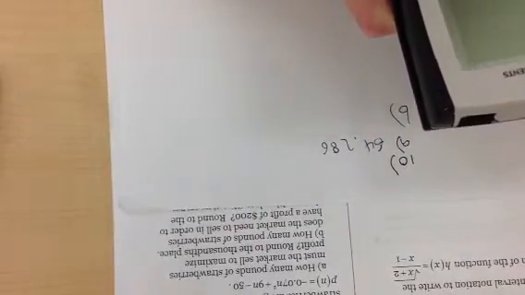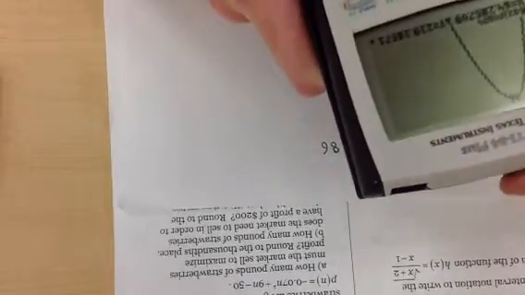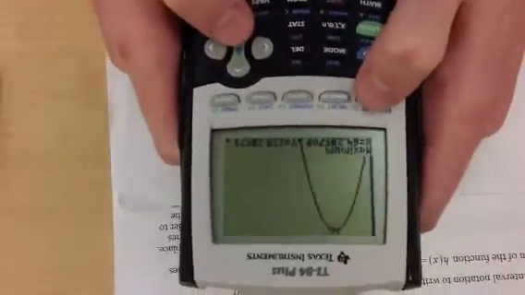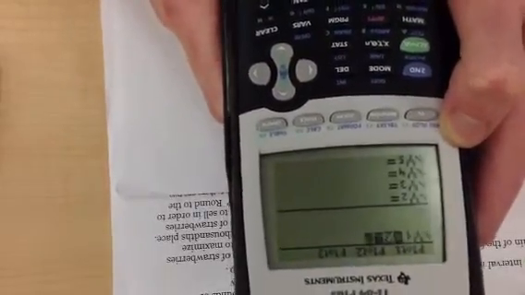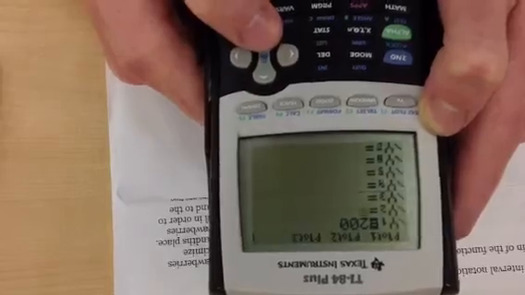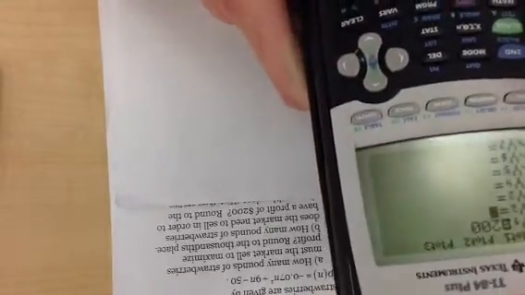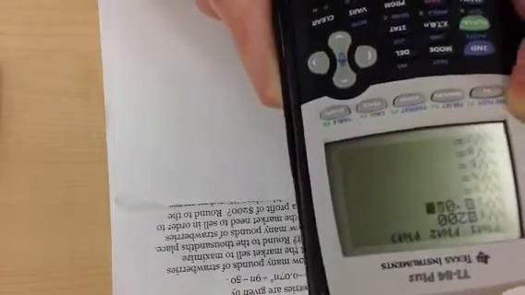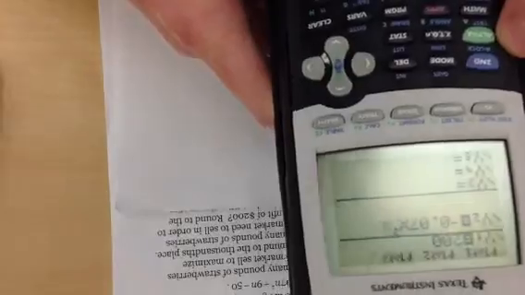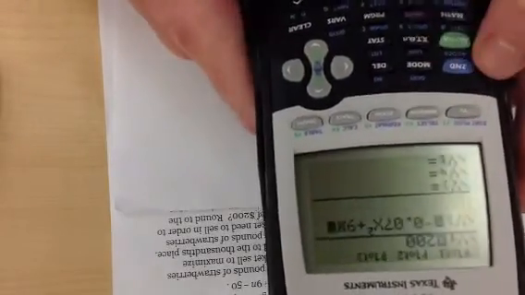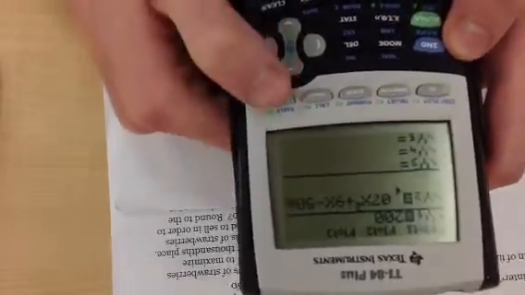Now going on to part B. It says, how many pounds of strawberries does a market need to sell in order to have a profit of 200? This means that the P of N will take place as 200. So we're going to go back to the Y part, clear this, and make it 200. Then you're going to go down to Y2 and make this the equation again: negative 0.07 X squared plus 9X minus 50. Then we're going to hit graph again.